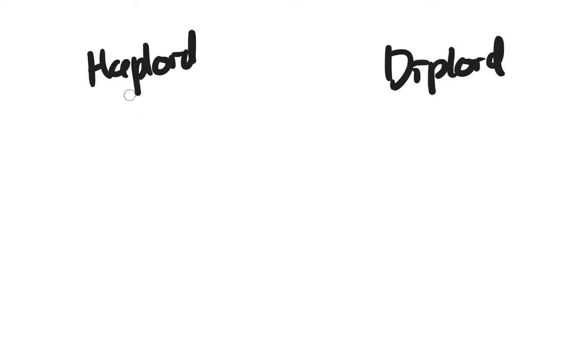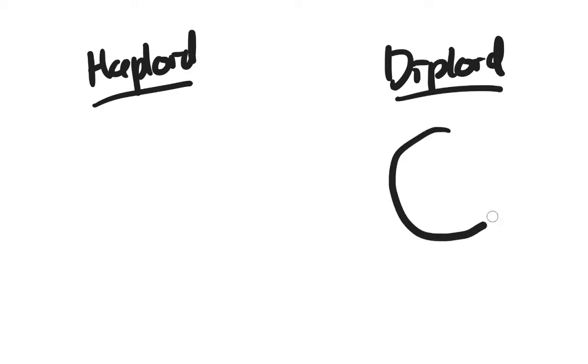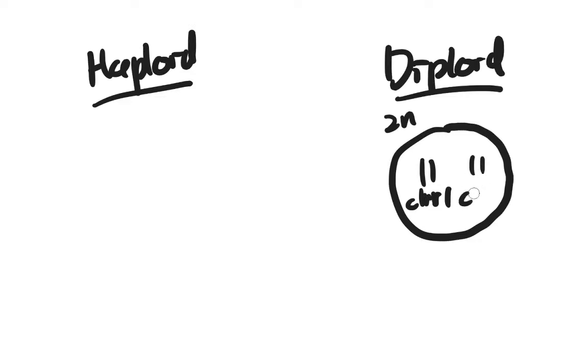Before going to meiosis, I have to define a few terms. First is haploid and second is diploid. I'll first talk about diploid. Diploid cells are cells with 2n number of chromosomes. In other words, there's going to be a pair of each chromosome. So chromosome number 1 is going to have 2, which is one pair, and that's going to be the same for all the other chromosomes.